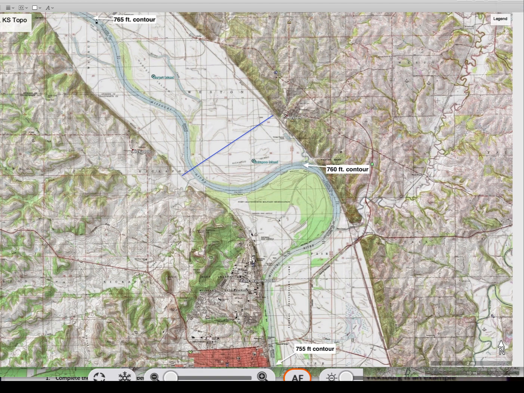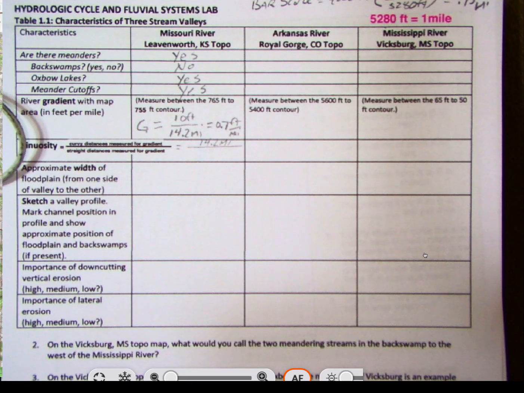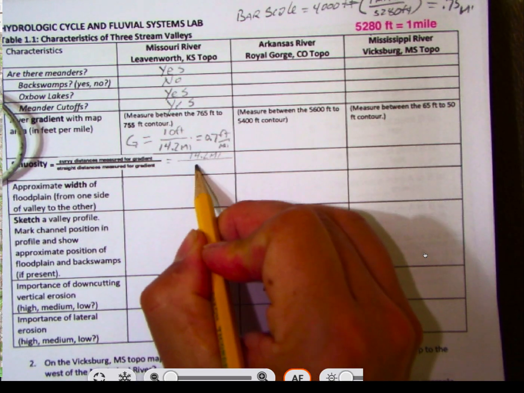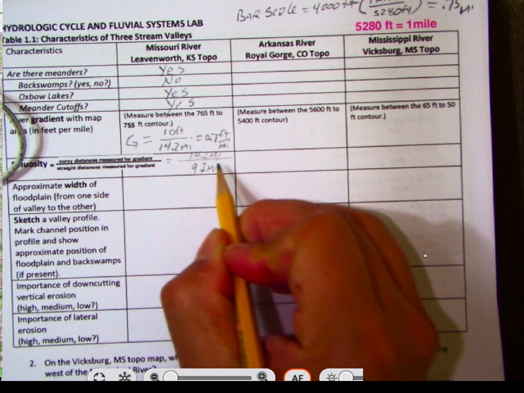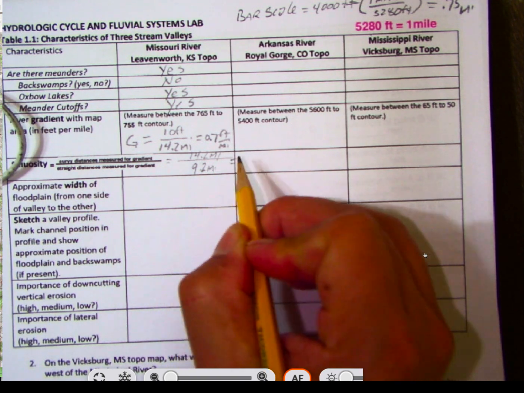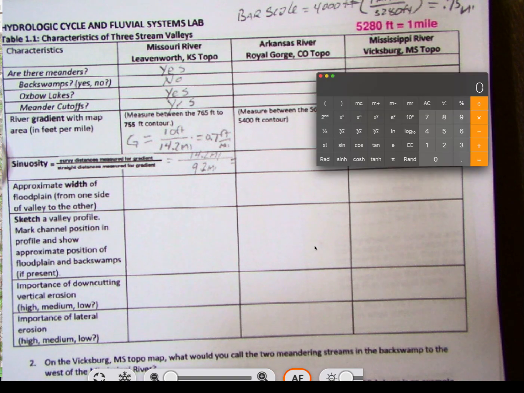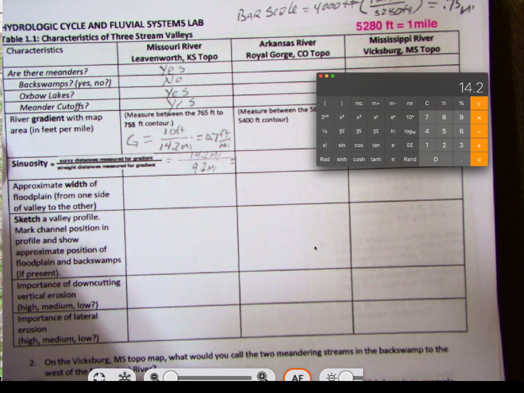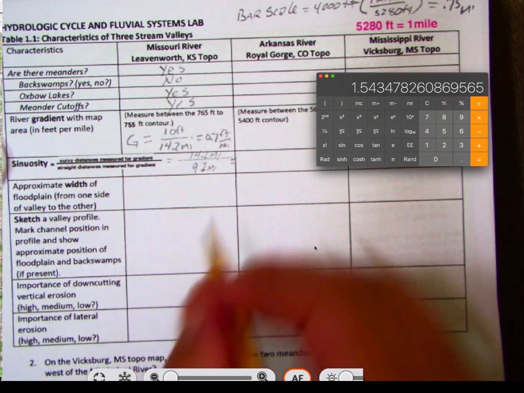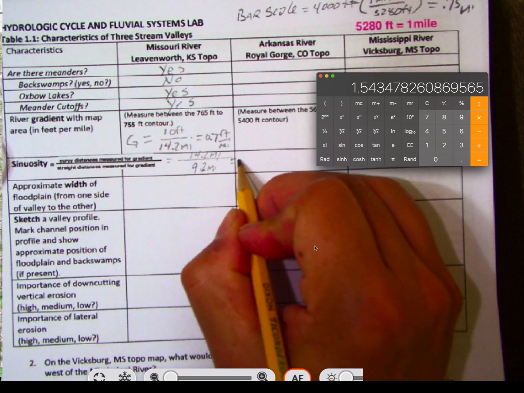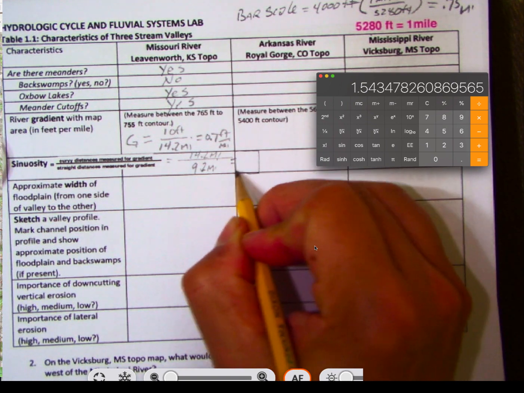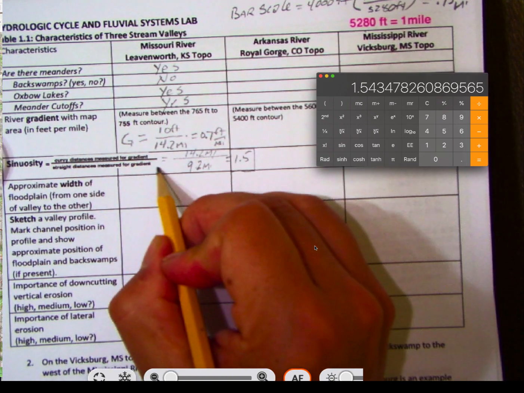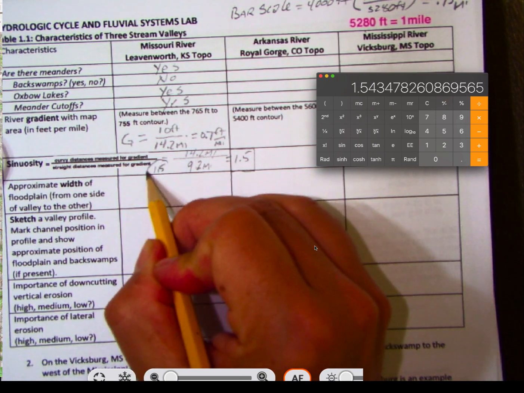So with my string, I measured the distance here and compared it to the scale down here, and I got about 9 miles, 9.2 miles. So let's put that in here. We're getting about 9.2 miles. And so our sinuosity for this river, let's do the math here. It's going to be 14.2 divided by 9.2, and so it's a 1.5. I'll have to have some space here, but this is 1.5. So I'll just put 1.5 here and circle it for this river.